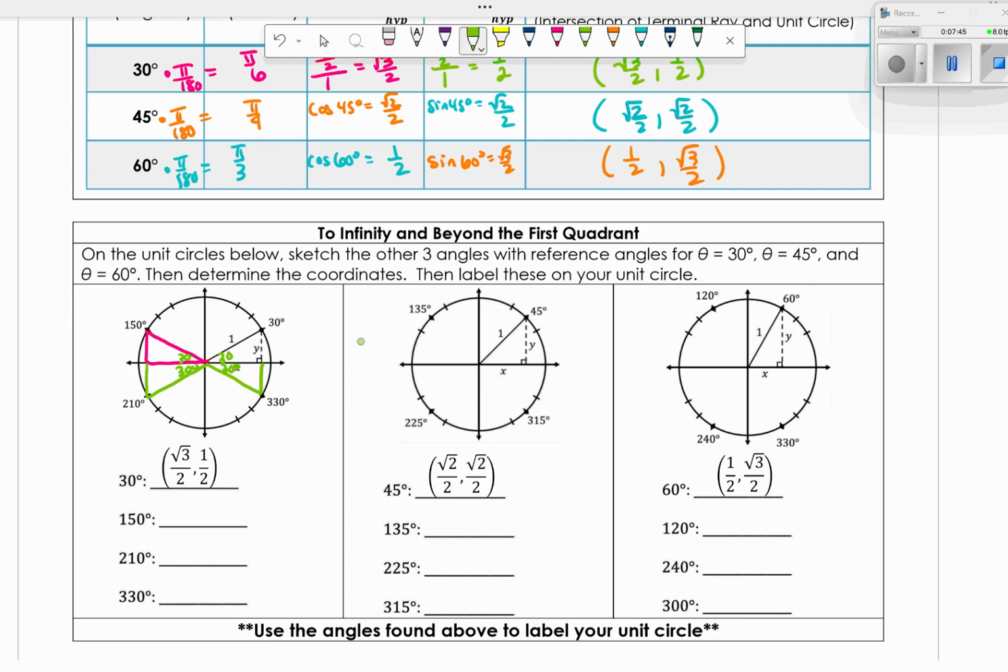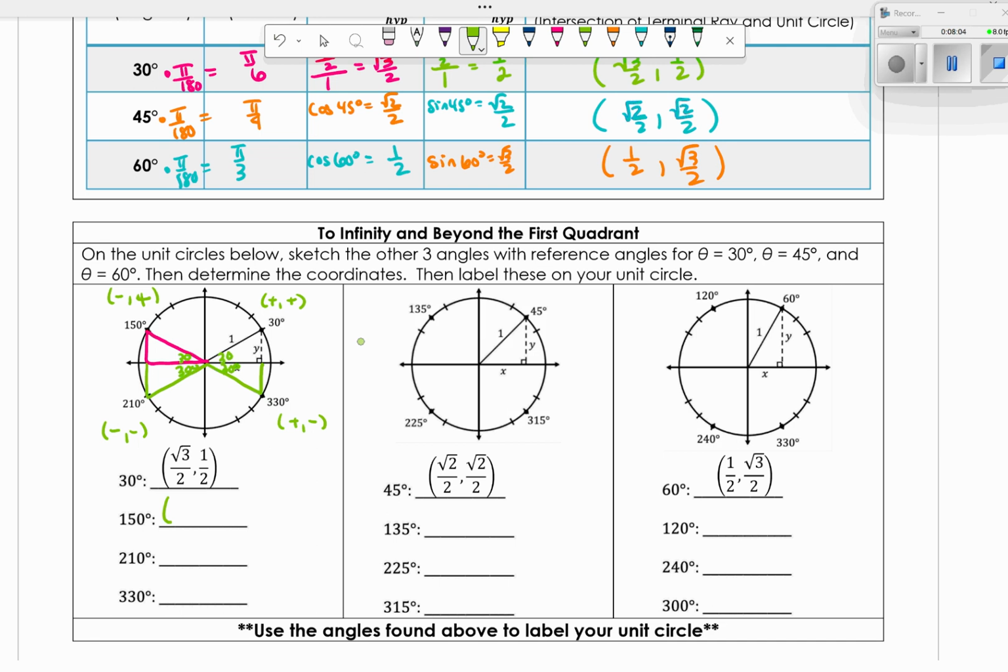So in the first quadrant, your x is positive and y is positive. In the next quadrant, x is negative and y is positive. If you were to plot a point in the third quadrant, x and y are both negative, and in the fourth, positive x and negative y. So the only thing that changes are the signs.